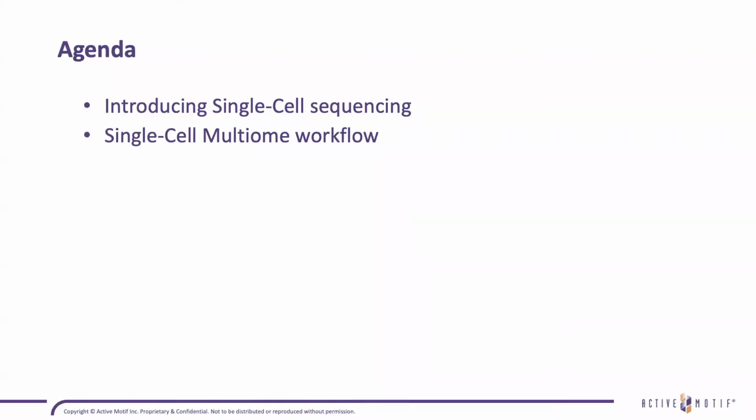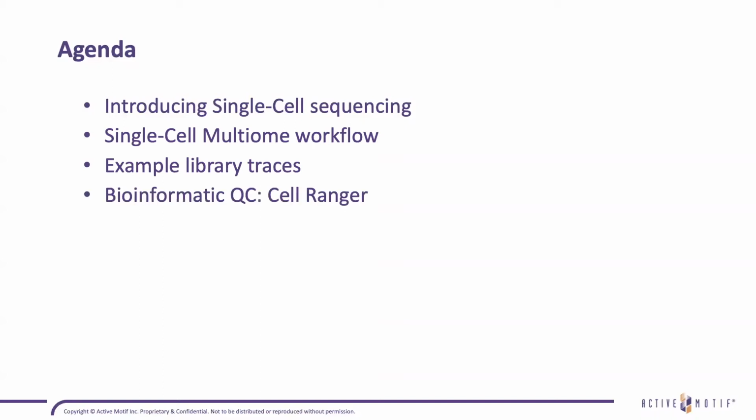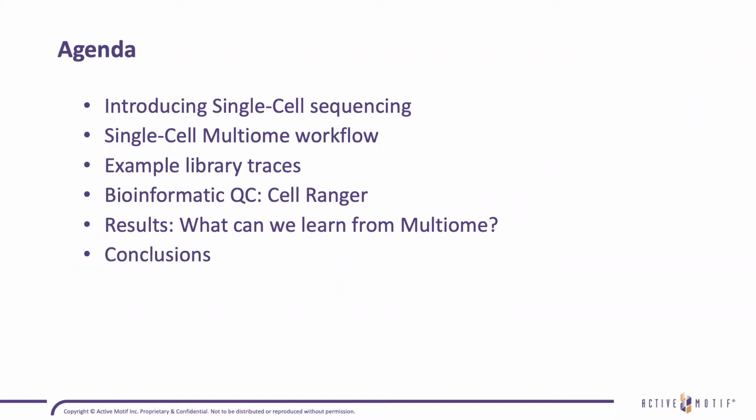And then we're going to get into the single-cell multiome workflow and go through all the steps in the wet lab and the dry lab. We'll take a look at some examples of good library traces for both the ATAC and the gene expression libraries. We'll look at the bioinformatic QC from the 10x Genomics software called Cell Ranger. We will look at what we can do with the results. What are some applications? What can we learn from multi-omic experiments? And then lastly, I will talk about our conclusions.